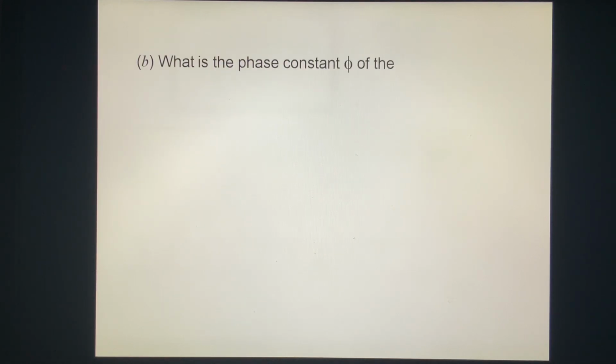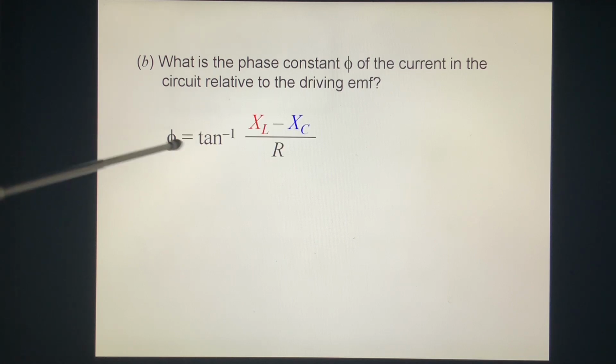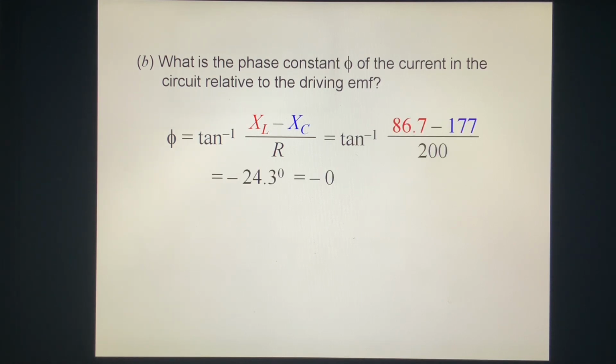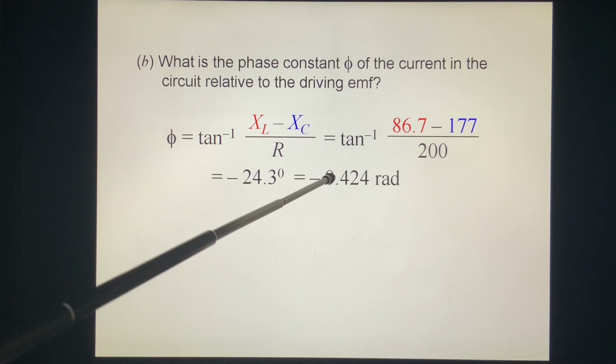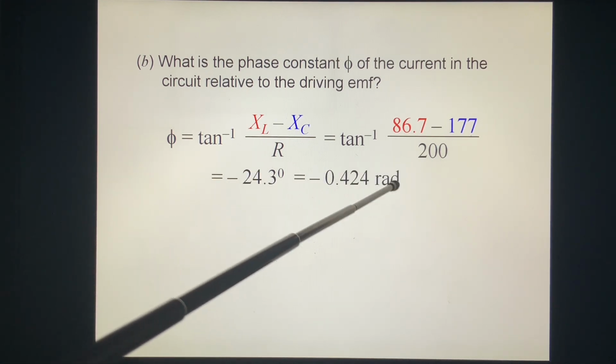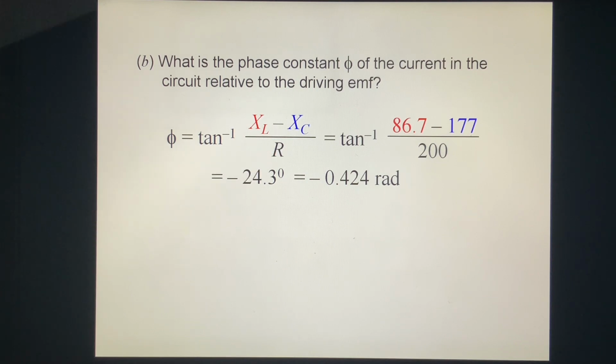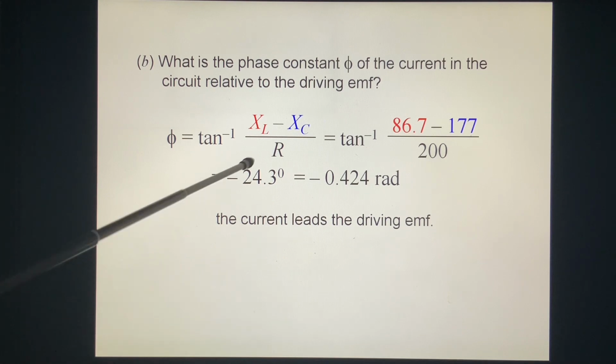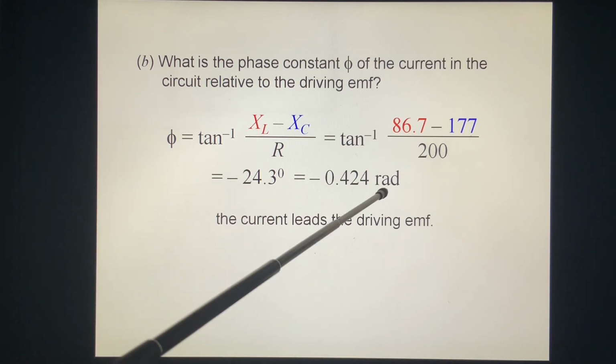Question B. What is the phase constant phi of the current in the circuit relative to the driving electromotive force? Tangent phi equals (XL minus XC) over R. So we put the numbers in, and we get a phi. This phi is minus 0.422 radians, or minus 24.3 degrees. That means the current leads the driving electromotive force.